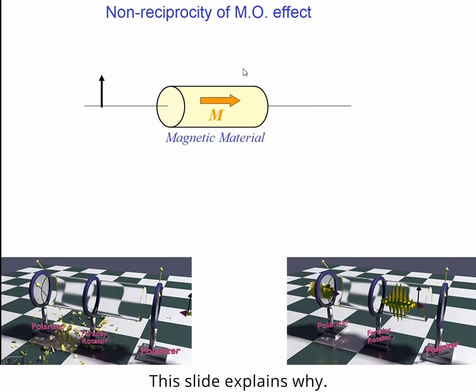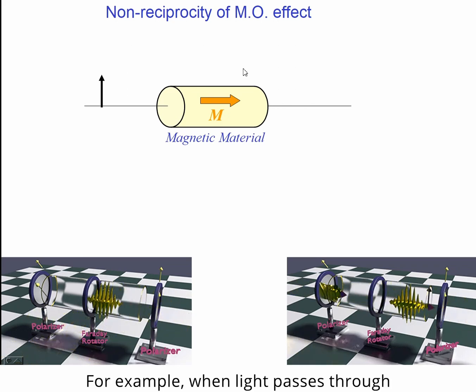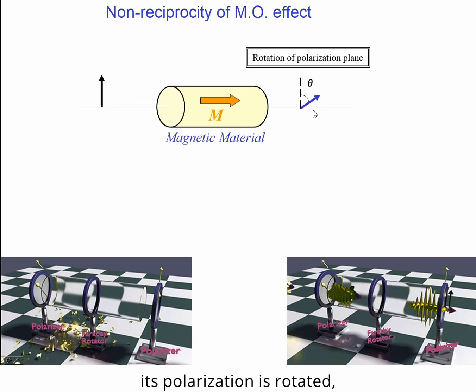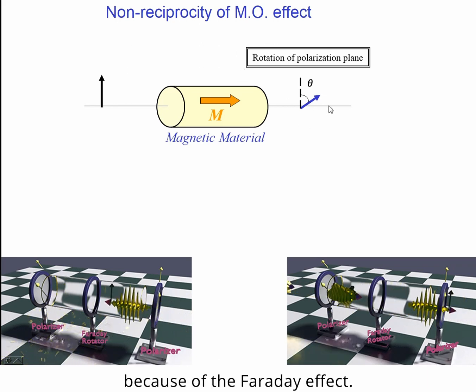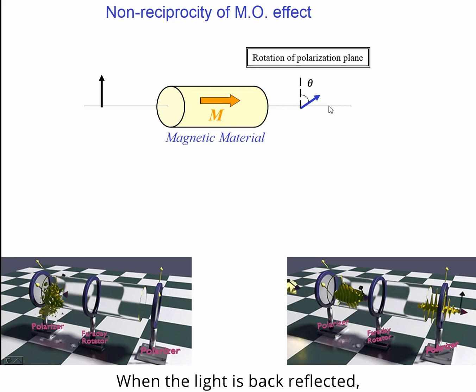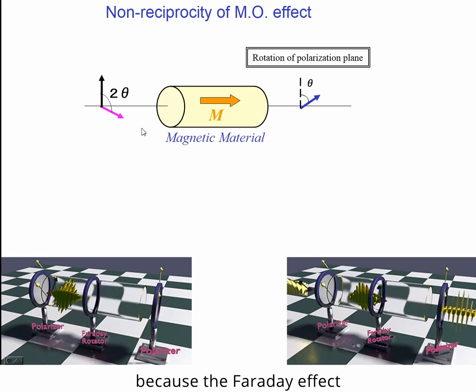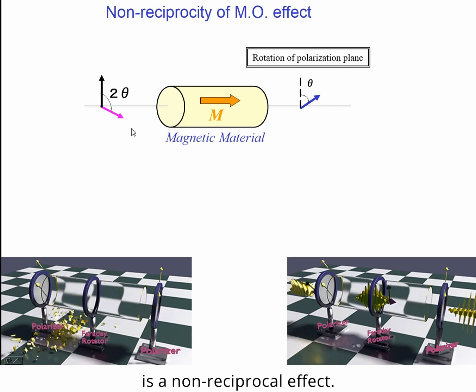This slide explains why. For example, when light passes through the magneto-optical crystal, its polarization is rotated because of the Faraday effect. When the light is back reflected, its polarization is rotated in the opposite direction, because the Faraday effect is a non-reciprocal effect.